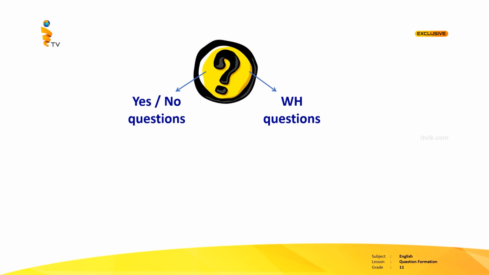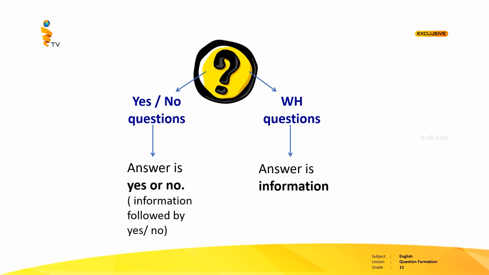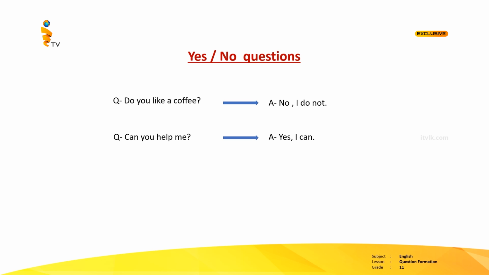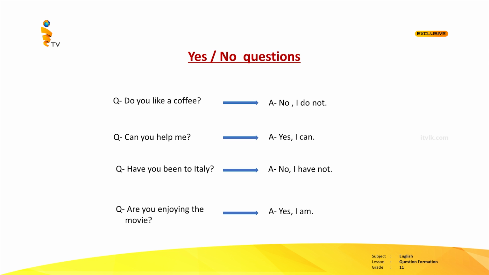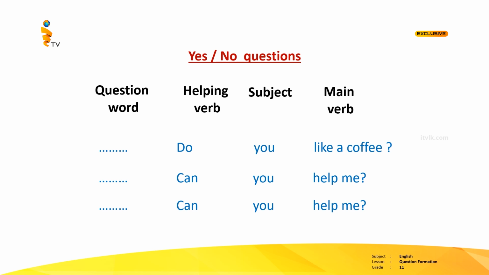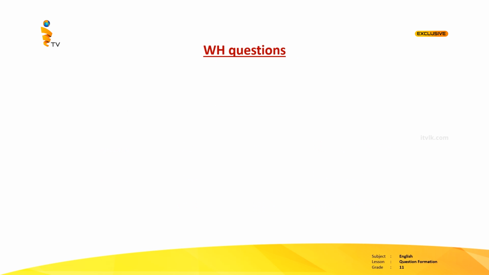Now children, there are 2 types of questions. They are yes-no questions and WH questions. Let's look at this slide. For yes-no questions, the answer is yes or no, with some information followed by yes or no. Look at these questions. Do you like coffee? No, I don't. Can you help me? Yes, I can. Have you been to Italy? No, I have not. Are you enjoying the movie? Yes, I am. We can arrange them under 4 main parts of a question like this. Can you see that they do not have a question word? They start with a helping verb. That's normal.